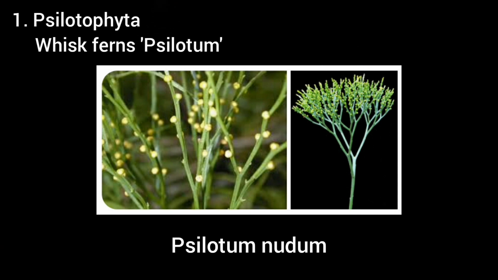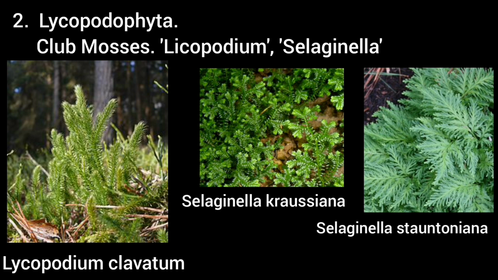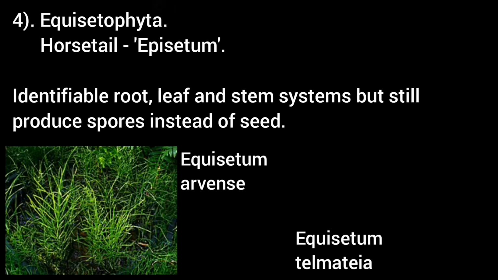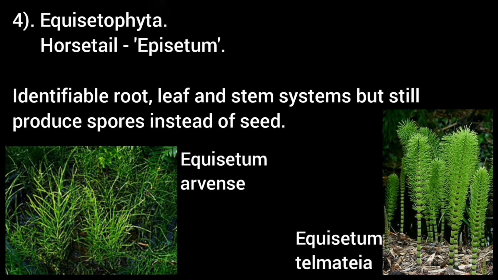Coelentophyta, whisk ferns, Psilotum. 2. Lycopodophyta, club mosses, Lycopodium, Selaginella. 3. Pteridophyta, ferns or rhizomatous plants with large leaves, Pteris, Adiantum. 4. Equisetophyta, horsetail, Equisetum, with identifiable root, leaf and stem systems but still producing spores instead of seeds.